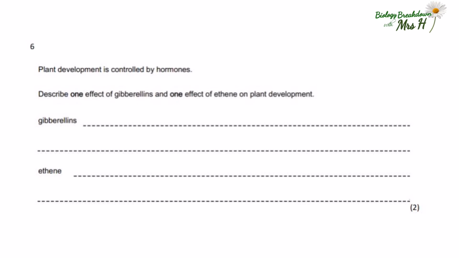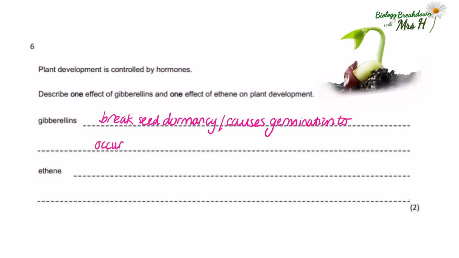Plant development is controlled by hormones. Describe one effect of gibberellins and one effect of ethene on plant development. Well, gibberellins have a few roles, but the main one we should remember really is that it breaks seed dormancy. So in other words, it causes a seed to germinate.